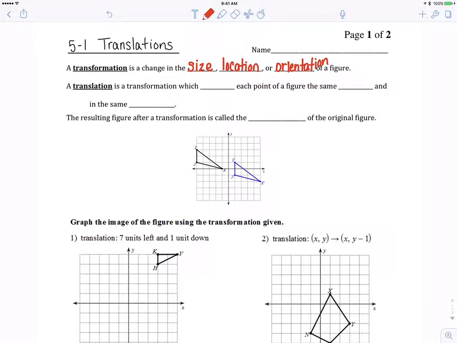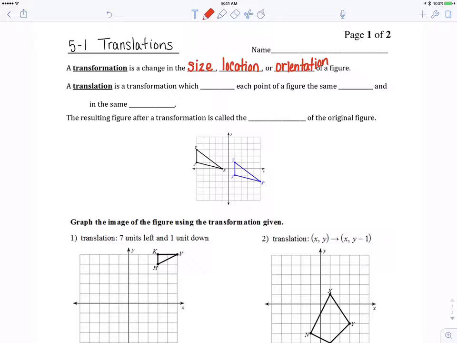Hey guys, we are starting translations or transformations. And a transformation is a change in the size, location, or orientation of a figure. So if we enlarge or reduce an object, that is a dilation. We will be studying the dilations in a further chapter.